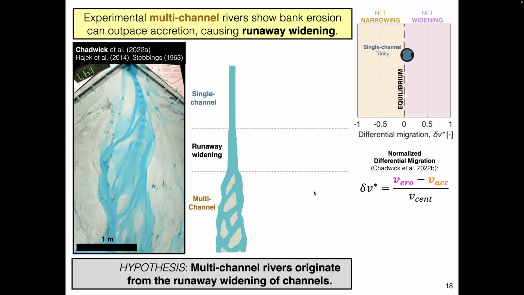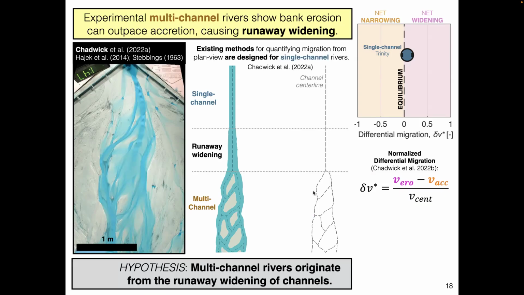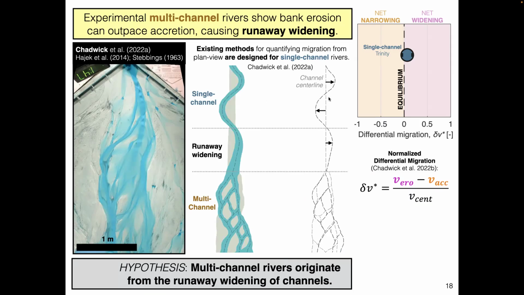But there's a problem with tackling this hypothesis and testing it, and it's that existing methods for quantifying how rivers move laterally tend to be really tuned for single channel rivers. So what I mean by that is a lot of traditional methods basically will take this map of the river and then they'll digitize it in terms of a center line and then track that center line over time using algorithms like dynamic time warping.